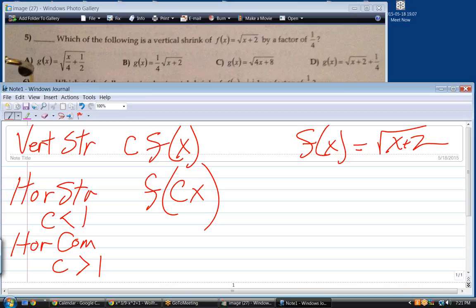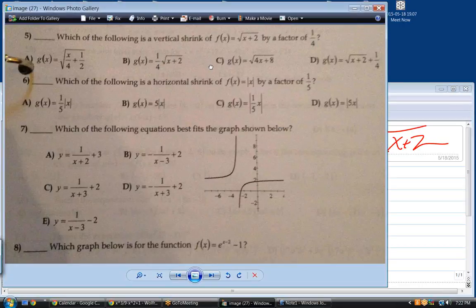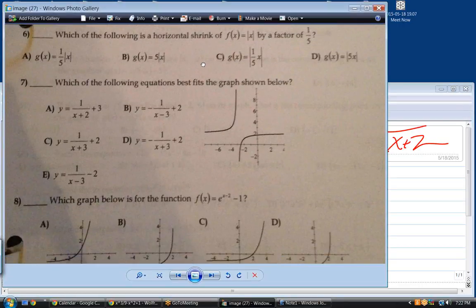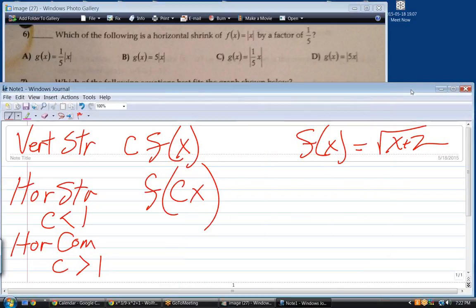So if I want a vertical shrink, what do I do? It would be B, right? Correct. In other words, you put a number in front of the function, and it's got to be less than 1, and since it's by a 4th, it needs to be a 4th. Okay. All right.